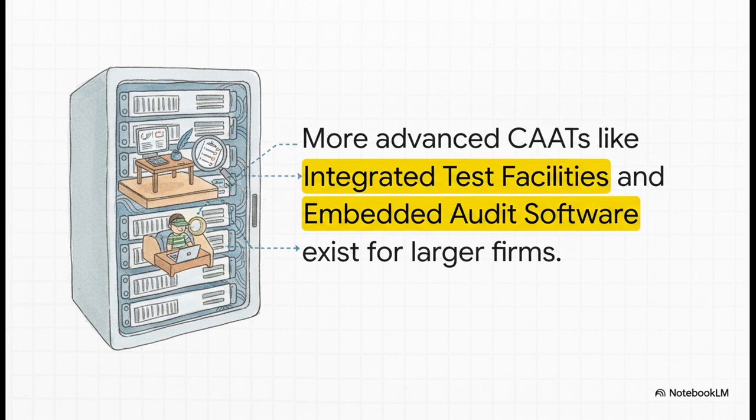The tech is always evolving. There are even more advanced tools out there, like embedded audit software, which basically acts like a permanent watchdog that lives inside a client's system all year long, monitoring transactions as they happen in real time. This is the really high-tech stuff that you usually only see at the biggest firms with the deepest pockets.